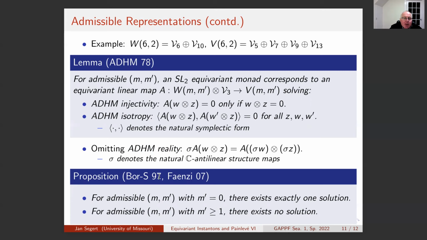But basically some of this was from work of Gill and me in 1997. Some of it was from Fianzi's work in 07, which I independently figured out in this other way recently. And the results are, for any admissible M and M prime, meaning both of the representations are actual representations of SL2: if M prime is equal to zero, there exists exactly one solution. You work that out by doing the linear algebra, actually classifying the maps that respect the equivariance and satisfy these conditions. And that's a lot of linear algebra. It's not particularly deep, but it's pretty involved. And what I worked out recently is that for M prime greater than one, even if they're admissible, there exists no solution.